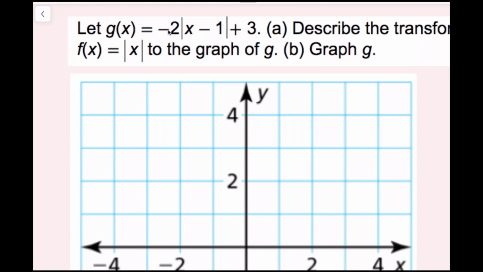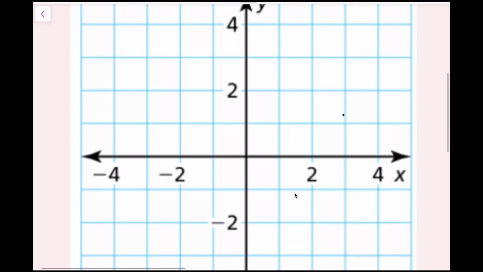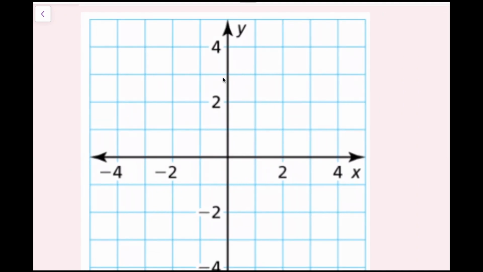I also see a negative sign on the outside. This negative sign on the outside tells me that there's going to be a vertical change for my reflection. So this reflection is going to be in the x-axis, because if I look at my graph here, if I start on the top and I go to the bottom, or I start on the bottom and go to the top, that's a vertical change. The x-axis is acting as my mirror.